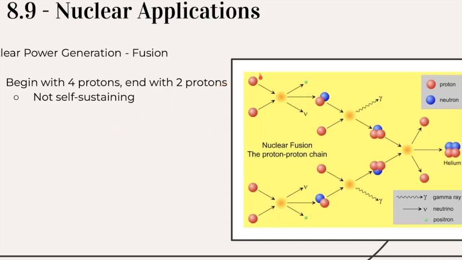Basically we begin with these 4 protons, and then we undergo this fusion process and end with only 2 protons. The good news, the pro of nuclear fusion, is that we result in this helium nucleus, which is clean, right? The bad news is, since we're losing protons in the process, at some point we will run out. This is not self-sustaining like the other power plant that we just saw.